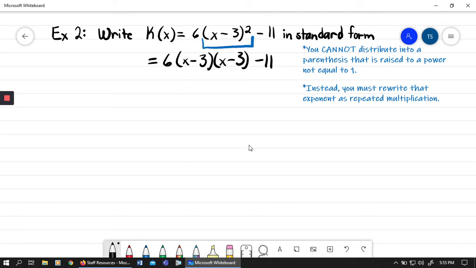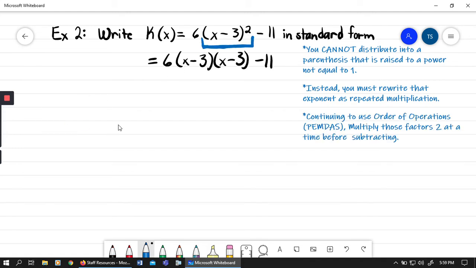So again, guys, the real reason we couldn't distribute into the parentheses was because we were following order of operations. You guys remember PEMDAS? Parentheses, exponents, multiplication, division, addition, subtraction. We couldn't multiply there until after we had handled that exponent first.